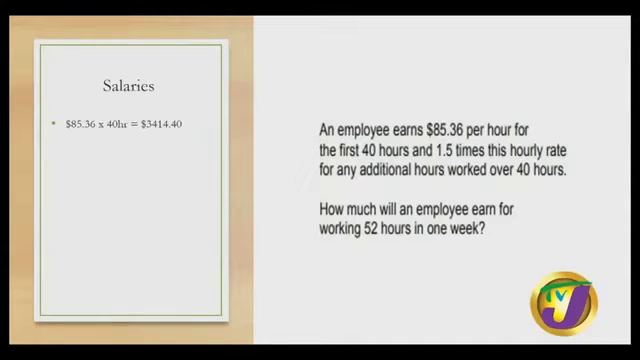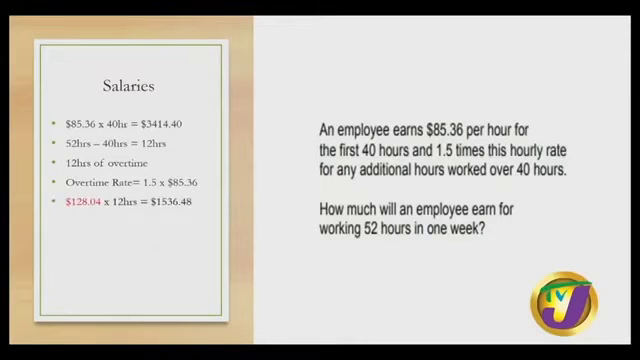First, we know that the first 40 hours would be calculated at $85.36. So we can calculate that. Then we need to figure out how many hours is over the 40 hours? By subtracting 40 from the 52, we have 12 hours. Therefore, that 12 hours is overtime, and that 12 hours must be calculated by the overtime rate of 1.5 times.